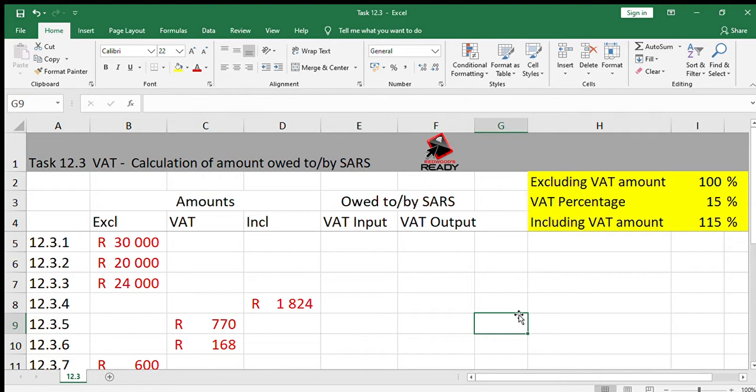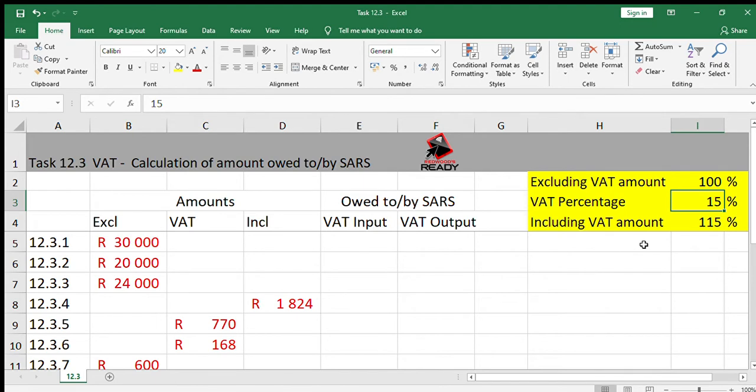Okay, so in task 12.3, we just have to fill in some missing figures on the table. I have set up our basic calculation, which I showed you in task 12.2, which is this table here, which is very important. Excluding VAT, remember, 100%, VAT 15%, and including VAT 115%.